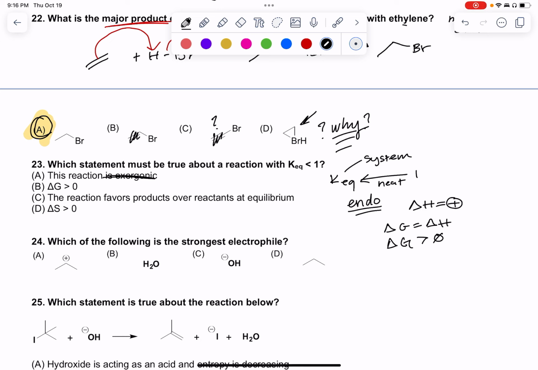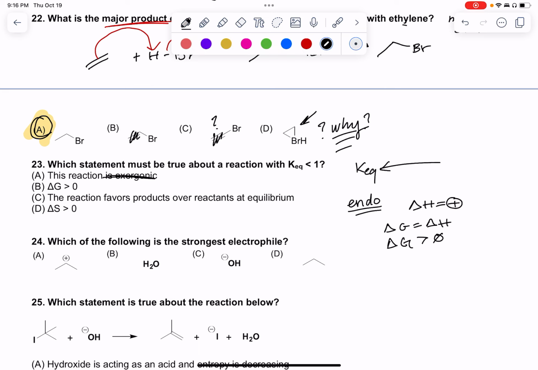The reaction favors products. The arrow thing is another way to look at it, it's really easy to mix up, so let's erase this. K_eq greater than 1. That means the reaction goes towards the reactants.